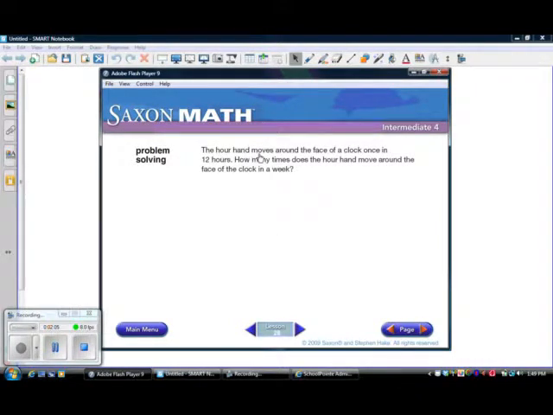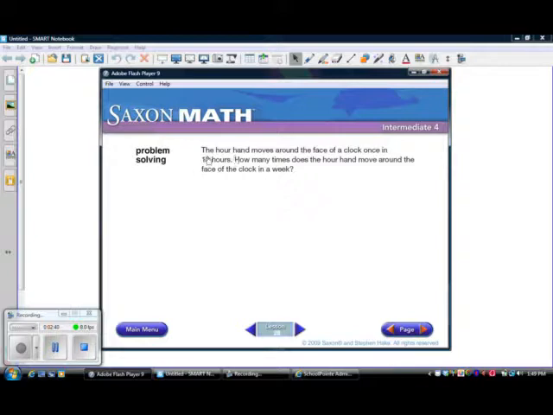The hour hand moves around the face of a clock once in 12 hours. See, that minute hand, it moves once every hour. So it goes around 12 times in 12 hours. But that little hour hand, it just moves from number to number each hour, and it takes 12 whole hours to make it back to the top. So the question is, how many times does the hour hand move around the face of a clock in a week? And at first you think, oh my gosh, but then let's simplify it.